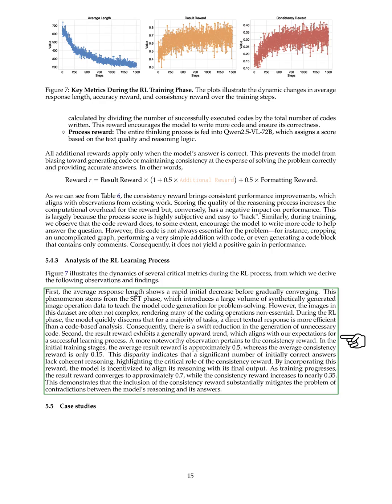Next, we observe that the result reward generally trends upward, which is what we expect from a successful learning process. A more striking finding is related to the consistency reward. At the beginning of training, the average result reward is around 0.5, while the average consistency reward is only 0.15. This gap shows that many initially correct answers lack solid reasoning, emphasizing the importance of the consistency reward.